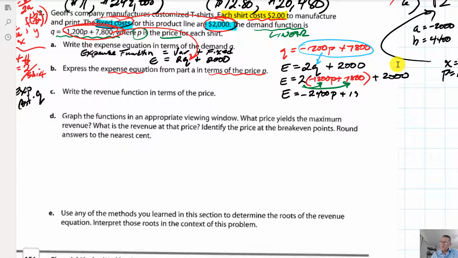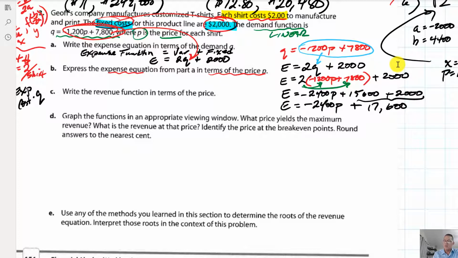And we've got to add the like terms. So my final step would be negative 2,400 P plus, let me see, 15,000 plus 2,000 is 17,000. And then I've got that 600 laying around. So I've got 17,600. Now I have an expense function in terms of P, because it's E equals negative 2,400 times P, not Q, but times P. So we say in terms of P.